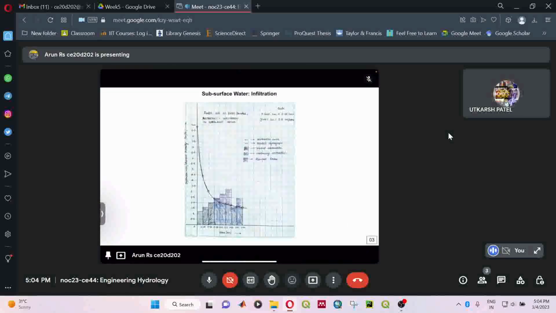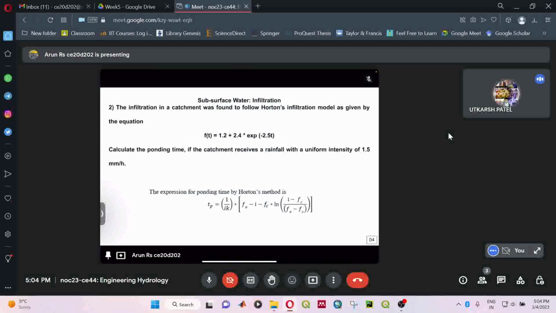So next we'll move on to the next question. In this question we'll see how to find the ponding time for Horton's equation. Your Horton's model is given: f of t is equal to 1.2 plus 2.4 into e to the power of minus 2.5 t. Now we have to calculate the ponding time if the catchment receives a rainfall intensity of 1.5 mm per hour. This is the expression given in the Ven Te Chow book. Now we'll see how to derive this expression.